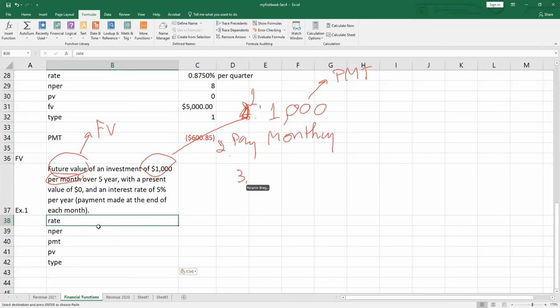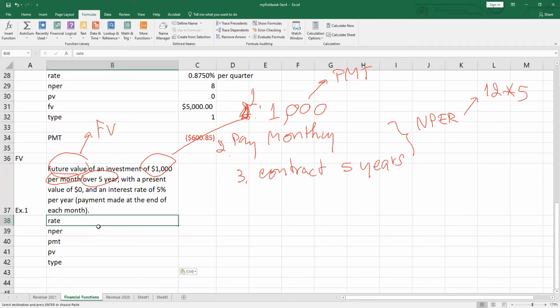The next one, over 5 years. When it says that the contract is 5 years and you pay monthly, this one tells us about the N per. So the N per means that you have to pay altogether 12 times per year times 5, that is N per.